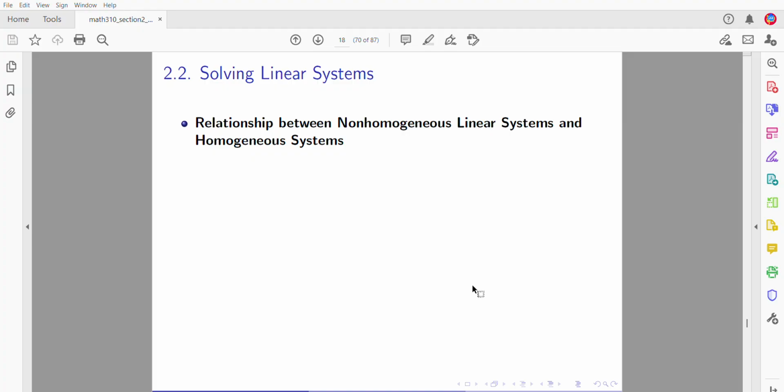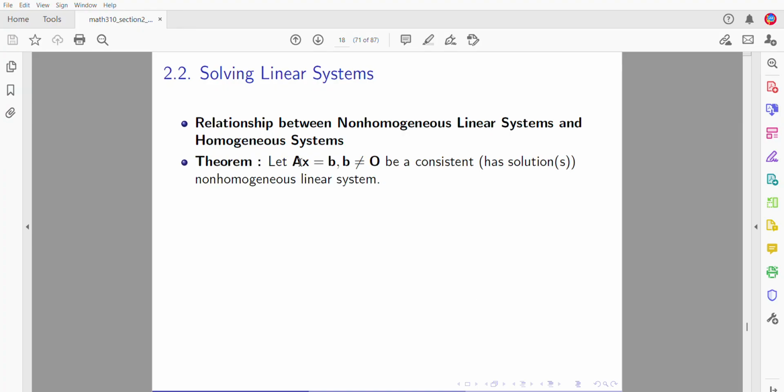Now, what is the relationship between a non-homogeneous linear system and a homogeneous linear system? This is interesting. Let Ax equals b, where b is not 0, be consistent. Consistent means it has solutions. It is a non-homogeneous system because the right-hand side is not 0. If xp is a particular solution, say you have by some fluke found a solution to the system, not by hard work or anything, pretend you have guessed a solution to this system.